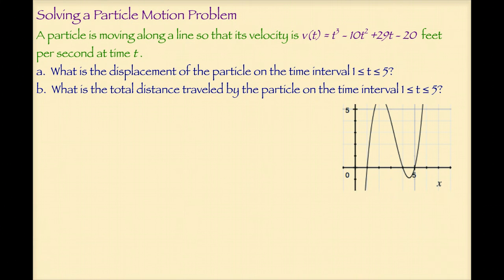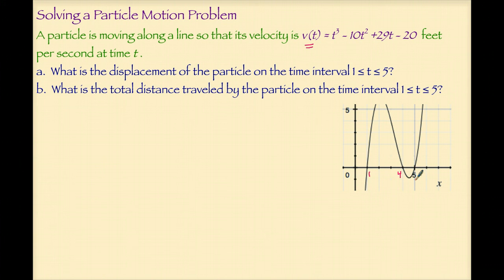In our last example, we're going to find displacement and total distance traveled by a particle. Its velocity function is t cubed minus 10t squared plus 29t minus 20. Here is a graph of that function. You can see that from 1 to 4 in the interval, the velocity values are positive, which means the particle is moving to the right.